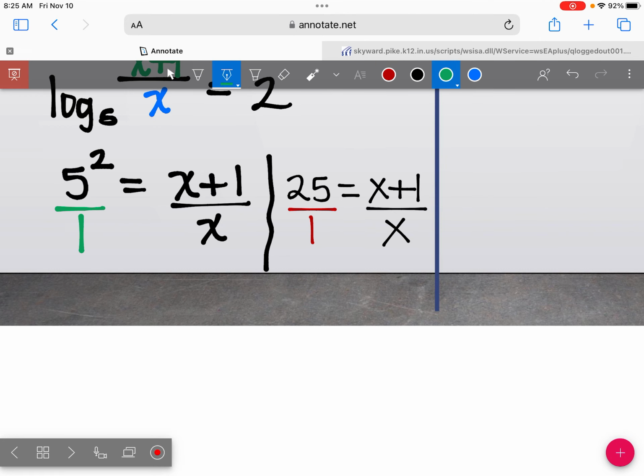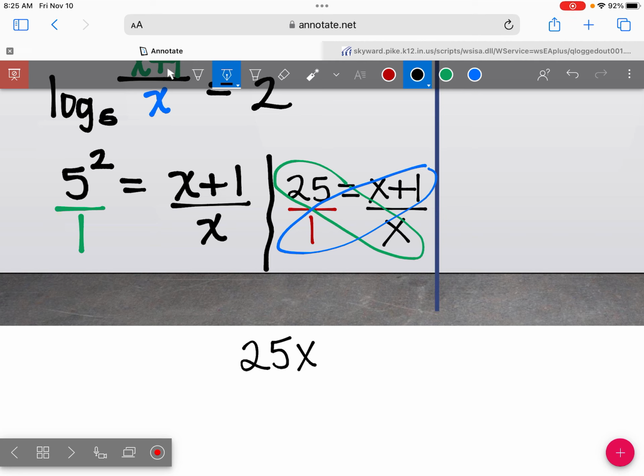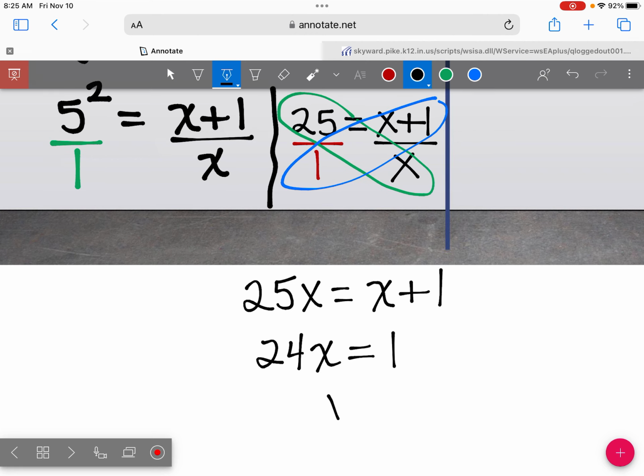So when I cross multiply, that would be 25 times x, and then we go this way, so that would be 25x equals x plus 1. Subtract the x from both sides, so 24x equals 1, and x actually equals 1 over 24.